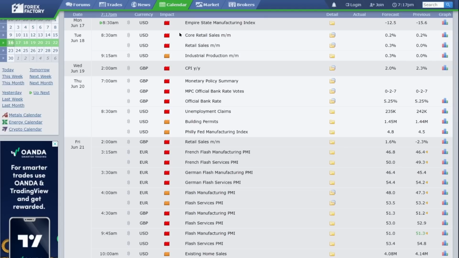As you can see, Monday, New York session, USD high impact news. Tuesday, New York session, high impact news. Wednesday, CPI for the pound, so during London. Thursday, New York session, monetary policy and bank rate votes for the British pound. 8:30 a.m. unemployment claims for the dollar index. We've got a lot of news on Friday in terms of manufacturing PMI. So we should expect a lot of volatility towards the end of the week.